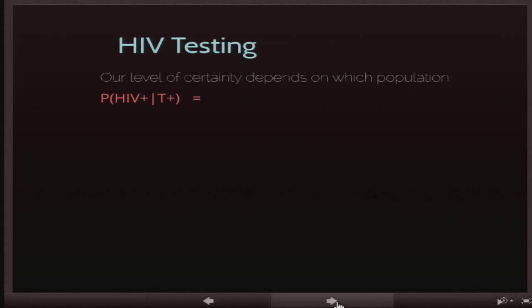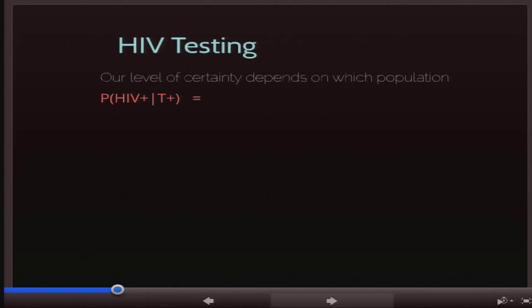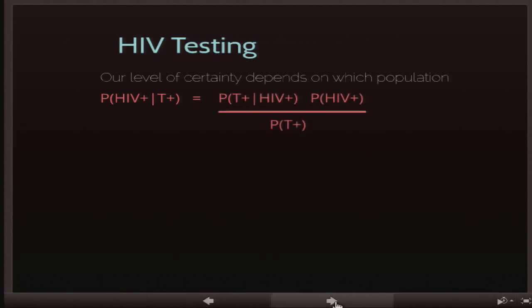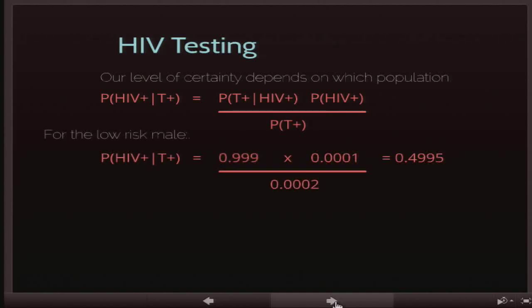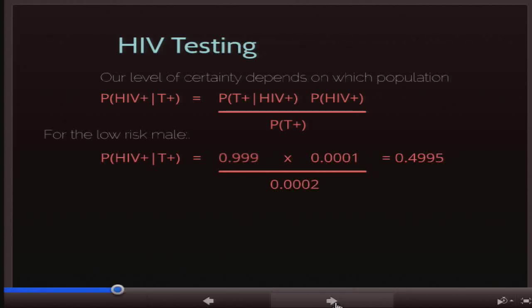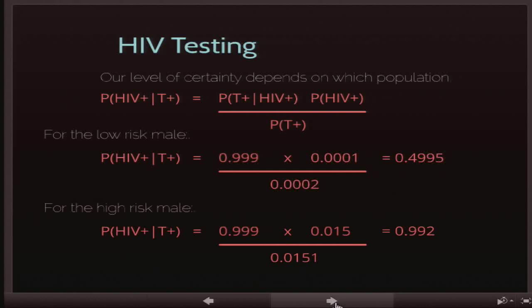Now, I'll throw in a bit of maths here, okay? Every time we see this vertical stroke, that's just shorthand for saying "given that." In this case, we're trying to figure out the probability of the HIV positive status, given that we've got a positive ELISA test. And we'll plug this into the equation we saw in the first slide. It's not too scary. And using all the numbers we just had in the previous slide, for the low-risk population, we get this result, it's less than 50%. Now for the high risk rate, if you get a positive result in the test, you're about 99% sure that you've probably got HIV.